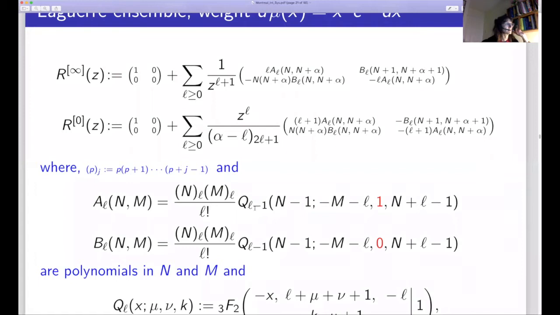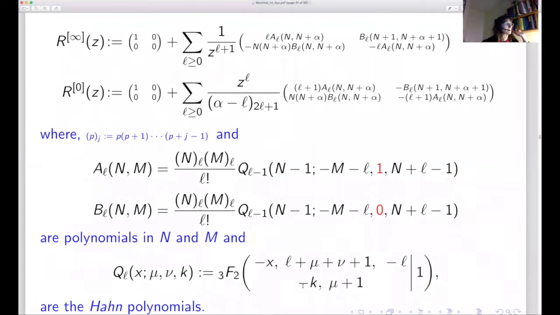So this QL are the Hahn polynomials. And the only difference between this AL and BL is that here we have one and here we have zero. The rest is the same. So you can see you have a lot of structure. Of course, you can derive this relation without passing through this procedure, but you don't identify the structure that there is there.